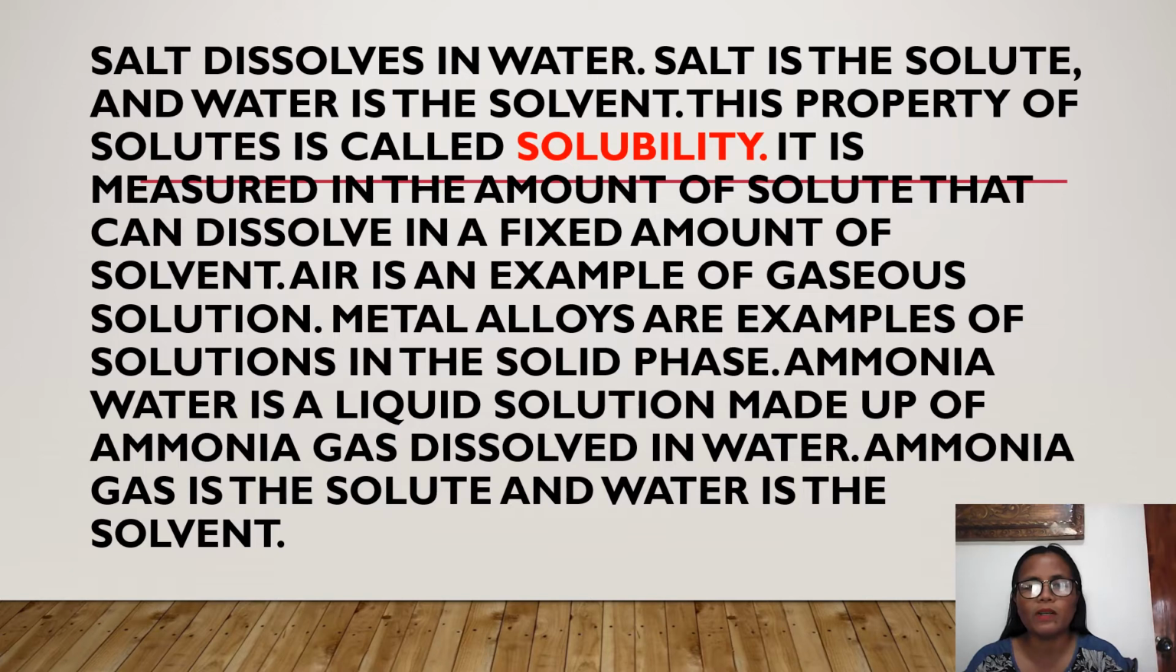Ammonia water is a liquid solution made of ammonia gas dissolved in water. Ammonia gas is the solute and the water is the solvent. So as you can see, that's why water is the universal solvent. There are many materials that we can dissolve by using water.